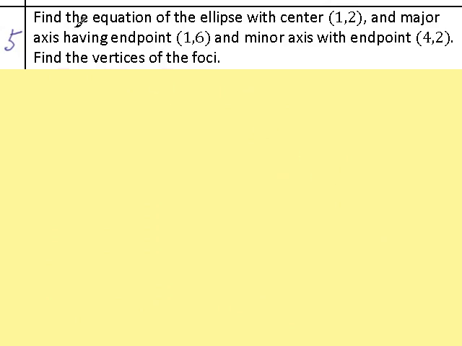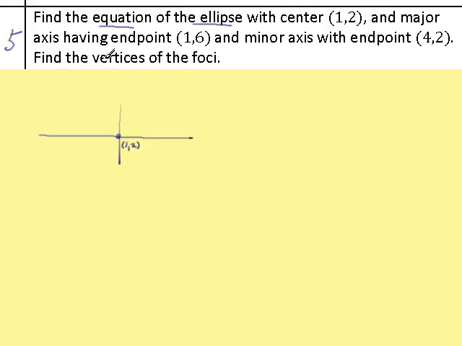In number 5, we want to find an equation of an ellipse. And we're given the center, and we're given information about the major axis and the minor axis. All right, so let's start by just drawing a little picture. The center is 1, 2, so this will be the point 1, 2. And one of these will be the major axis, and one will be the minor axis. We'll see which one in a minute.